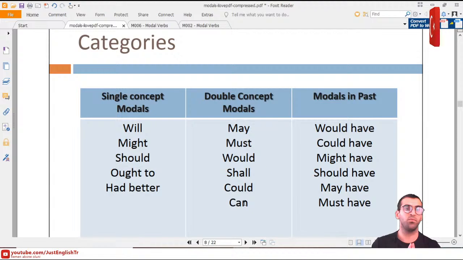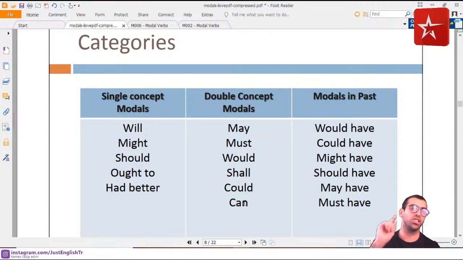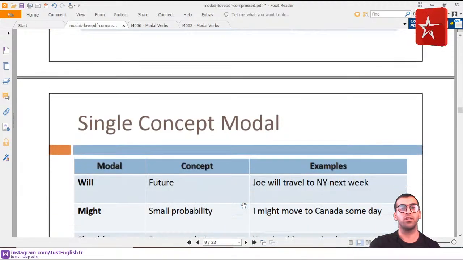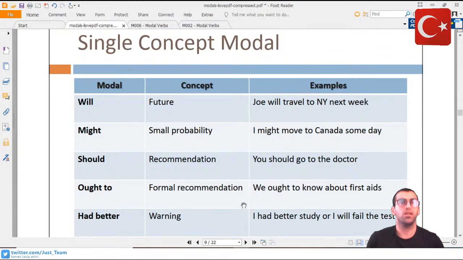Single concept modal verbs, in the first column, you can see will, might, should, ought to, had better. They have just one meaning. Double concept modals are may, must, would, shall, could, and can. They have two meanings. And modals in past: would have, could have, might have, should have, may have, must have. They have the meaning in the past. So let's learn how we can use them correctly. Let's start with the single concept modals.